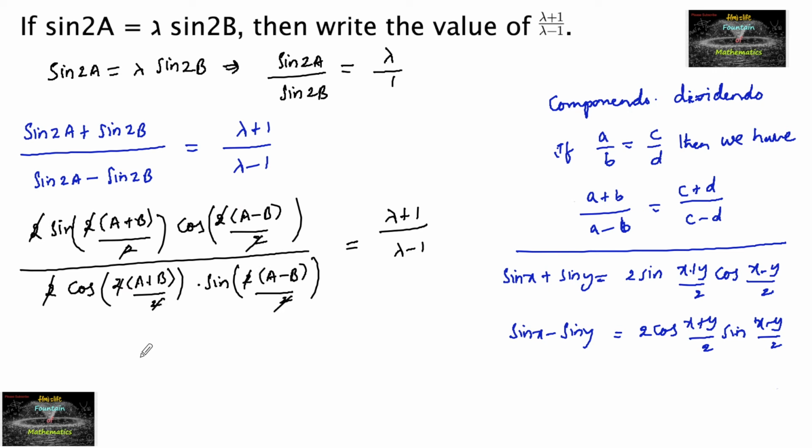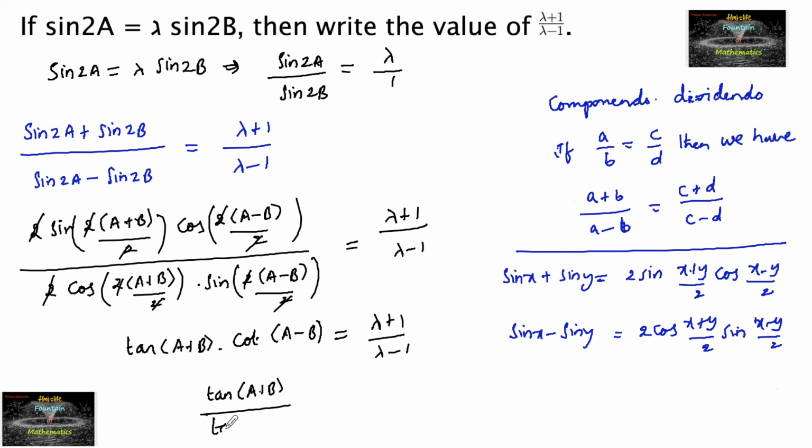So finally we'll have sin (a plus b) upon cos (a plus b), that is tan of (a plus b), and cos (a minus b) by sin (a minus b), that is cot of (a minus b), which is equal to (lambda plus 1) by (lambda minus 1). Or we can also write it as tan of (a plus b) upon tan of (a minus b), which is equal to (lambda plus 1) by (lambda minus 1).